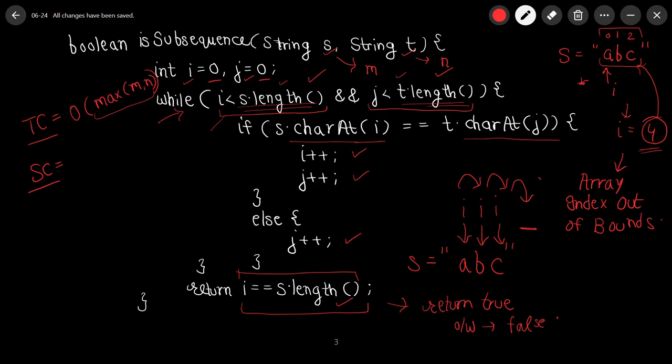So if the i pointer reaches the length, we do m steps because we covered a string whose length is m. And suppose the j pointer reached t.length, that means we performed n operations since we traversed the entire t string. So we take the maximum because when talking about time complexity, we consider worst case time complexity. And space complexity is big O of one, constant space, since we didn't take any additional space.